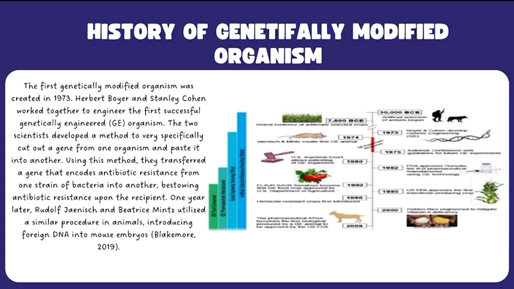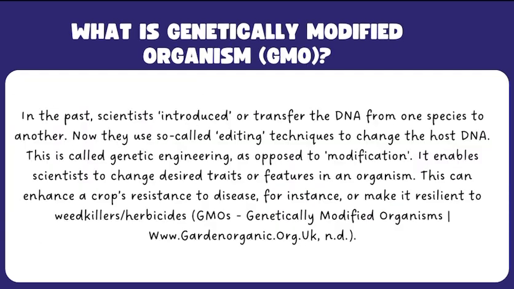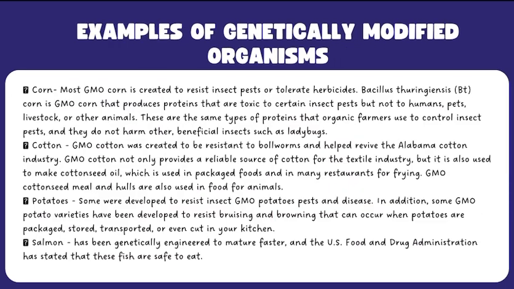Genetically modified organisms, or GMOs, are organisms whose DNA is altered using biotechnology to introduce desired traits such as pest resistance, drought tolerance, or improved nutrition. Widely used in agriculture, GMOs enhance productivity and reduce chemical use. However, they spark debates over potential health risks, environmental impacts, and ethical considerations regarding genetic engineering.